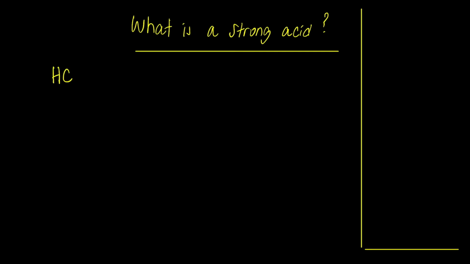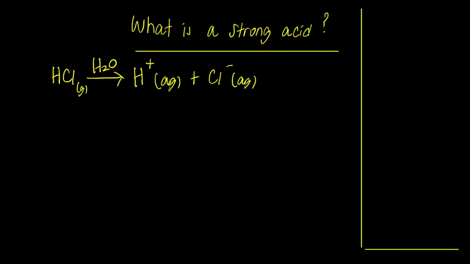Hydrochloric acid can react to form H+ (aq) plus Cl- (aq) in the presence of water. And so this ionizes 100% here. When hydrogen chloride gas enters water, you're going to form a hydrogen ion and chloride ions.